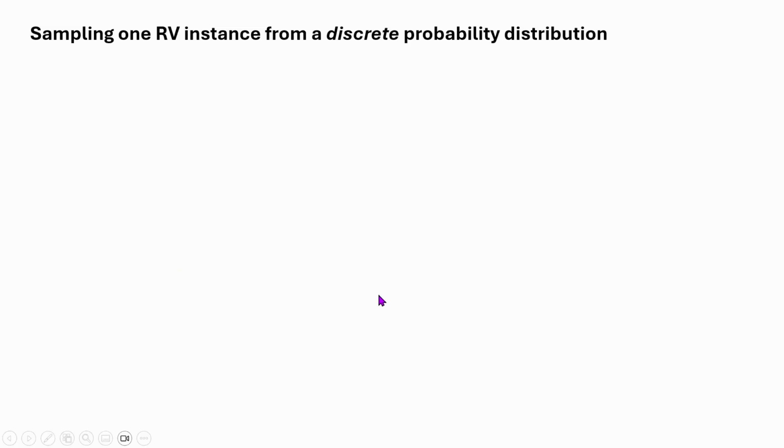So first of all, let's talk about the case of discrete probability distribution. So how are we going to sample one random variable instance from a discrete probability distribution? Because if we can sample one random variable instance, we can also sample 1000 instances following the same procedure.